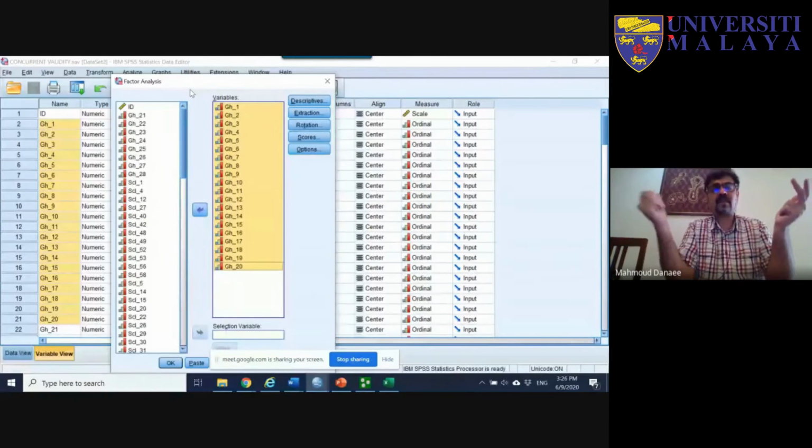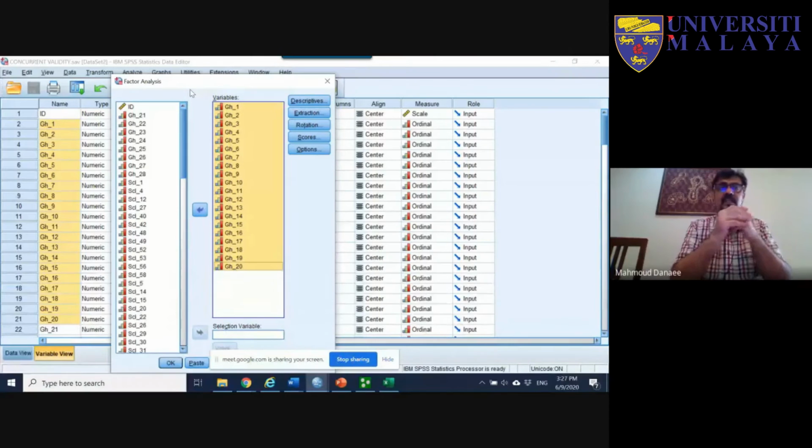Correct? Okay. In this case, just assume that I have 20 items and I adapted these items from different sources and combined all of them, and I'm going to measure mental health. So in this case, I do the exploratory factor analysis. Of course, if you want to know the details of exploratory factor analysis, there are a lot of tutorial videos on YouTube, and you can explore more. I just want to introduce you to how and when you can use this kind of analysis.